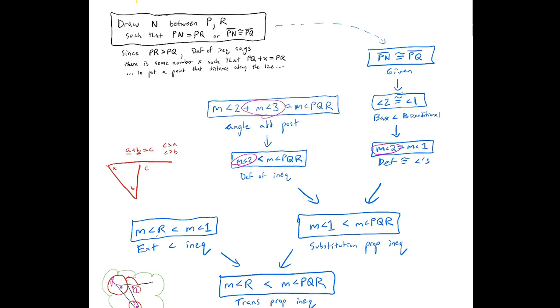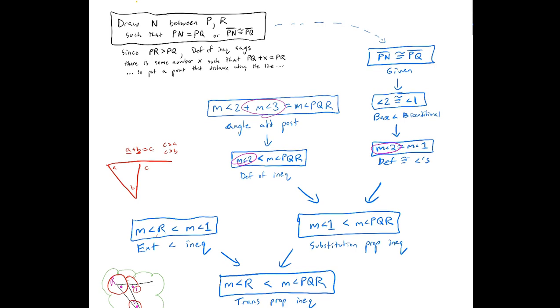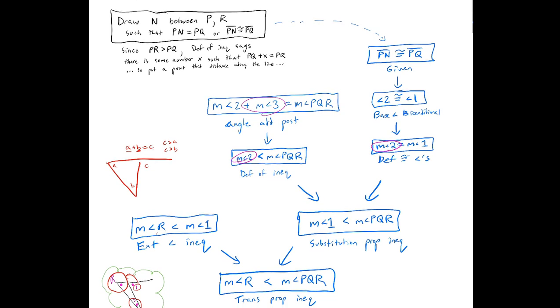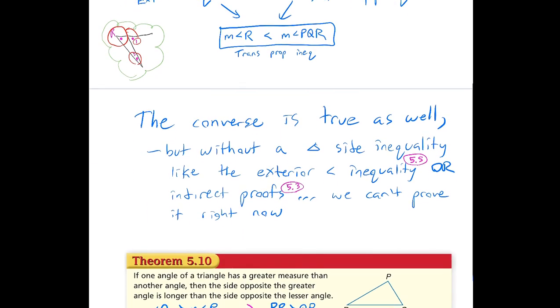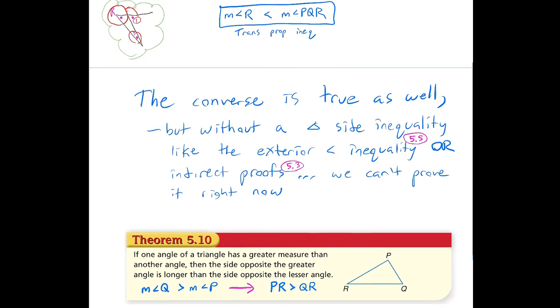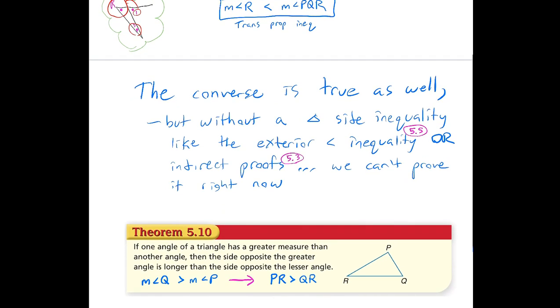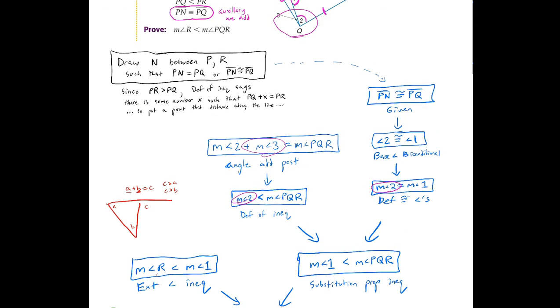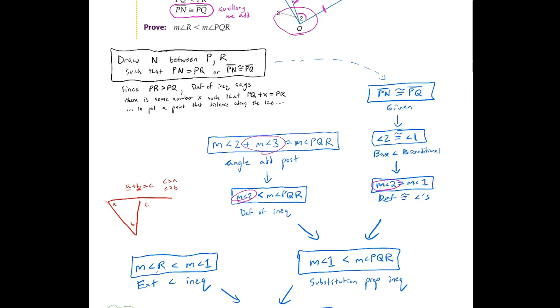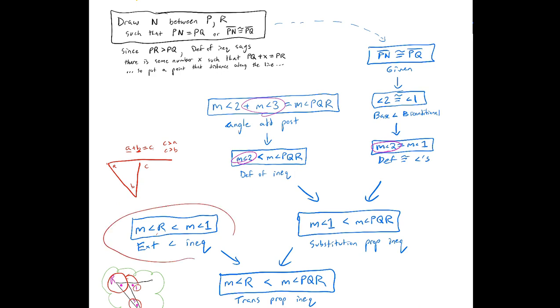Not necessarily, but it is cool. Like, we can do this from the ground up with the systems we built, okay? Now that I say that, the converse is true as well, but it's harder to prove. It's a little stickier. So we would do basically the exact same proof, but the missing piece here is we don't have an exterior side inequality.